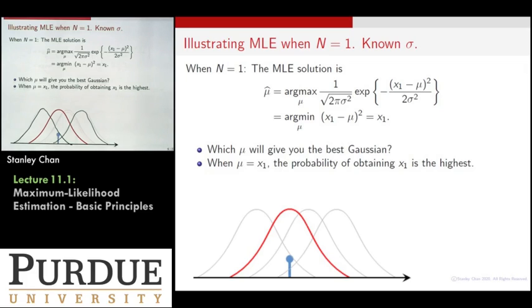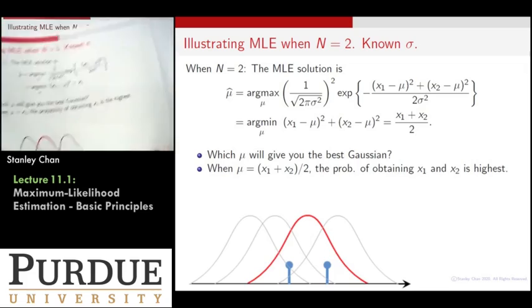That explains the meaning of maximum likelihood estimation, because you want to find a distribution that can maximize the probability of getting that data point. You don't have to go to the equation. Just look at this diagram. You know what's going on in this maximum likelihood estimation.